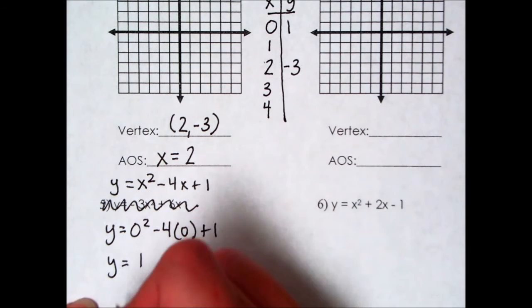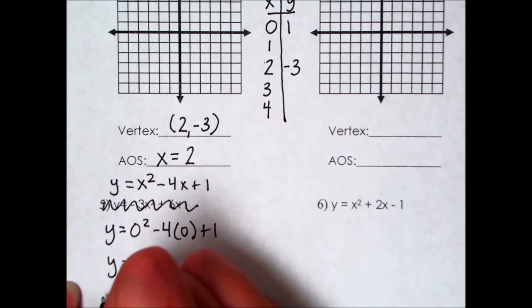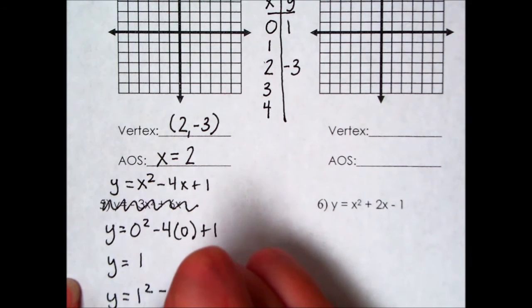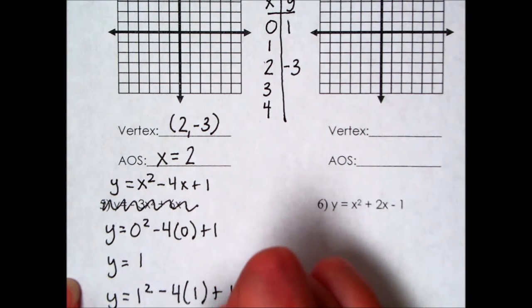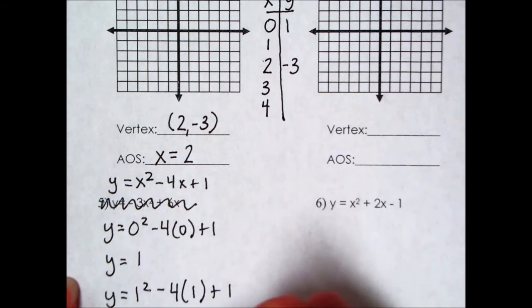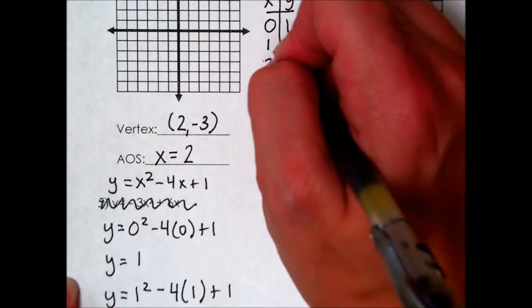Then we do this again. Let's go ahead and do the 1. y equals 1 squared minus 4 times 1 plus 1. So 1 squared is 1, 4 times 1 is negative 4, and then I have plus 1. So when I add them together, that is going to give me negative 2.